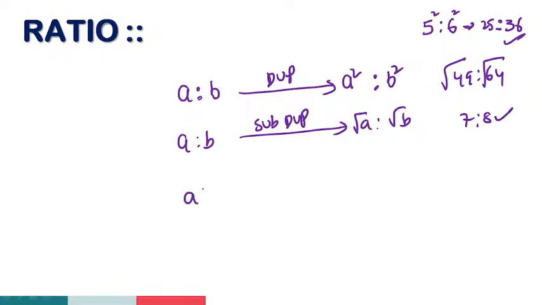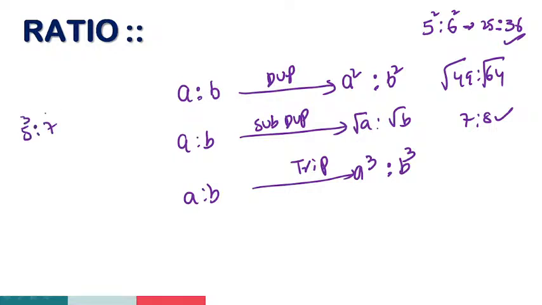Come to the next point, a is to b, the triplicate ratio is a cube is to b cube. For example, 5 is to 7. The triplicate ratio is 5 cube is to 7 cube. 5 cube is 125. 7 cube is 343. So that is the triplicate ratio.